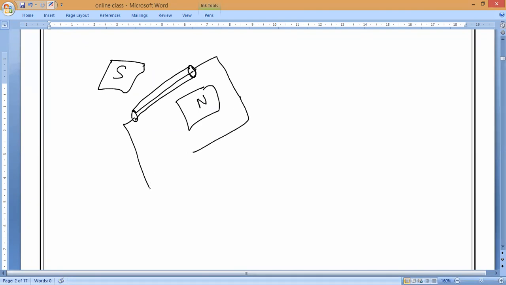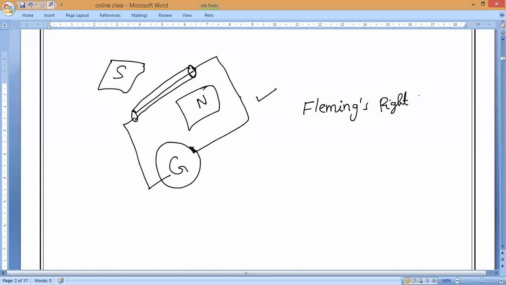If you are moving a straight conductor between the 2 poles of a horseshoe magnet, this can also be used in the first experiment. We can notice the induced current in the deflections of the galvanometer, and we can find the direction of the conductor's induced current, as well as the magnetic force, with the help of which rule, guys? What rule? I told you last class, correct? Fleming's right hand thumb rule. Fleming's right hand.